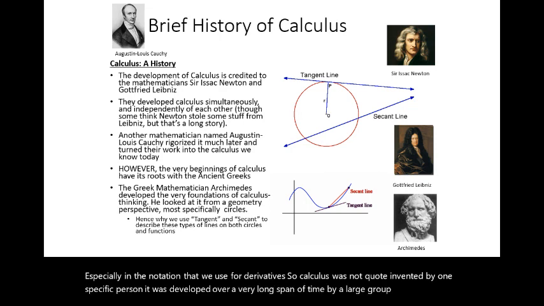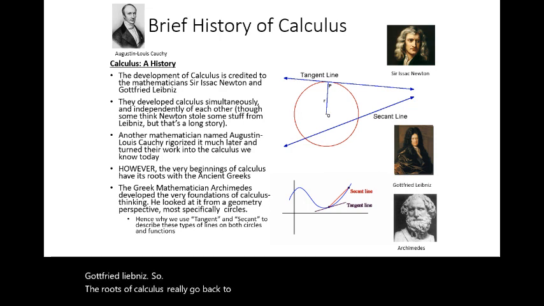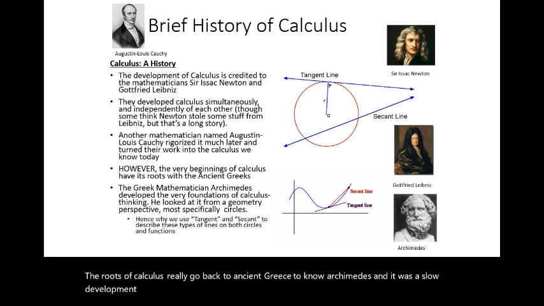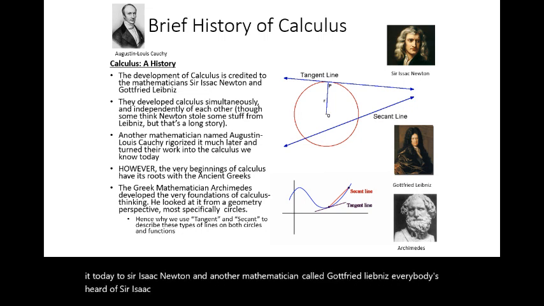The development of calculus is popularly credited to Sir Isaac Newton and Gottfried Leibniz. The roots of calculus really go back to ancient Greece, to Archimedes, and it was a slow developmental process over time, but we really attribute calculus as we know it today to Sir Isaac Newton and another mathematician called Gottfried Leibniz. Everybody's heard of Sir Isaac Newton, but not a whole lot of people have heard of Leibniz.